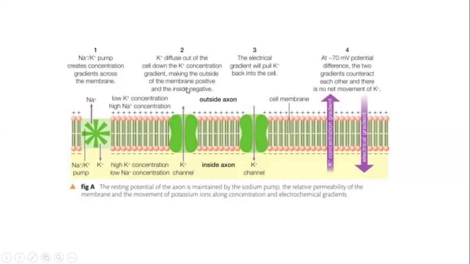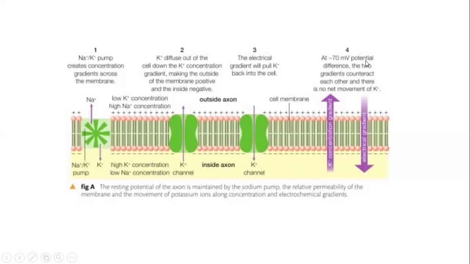Ion channels. So by this, potassium is diffusing out of the cell down the potassium concentration gradient, making the outside of the membrane positive and the inside negative. Now here inside is negative. Why? Because more positive ions are going out, right? So the electrical gradient will pull potassium back into the cell. So there is a gradient now. When you consider the potassium, there is a charge difference. So they can pull the potassium back into the axon, right?